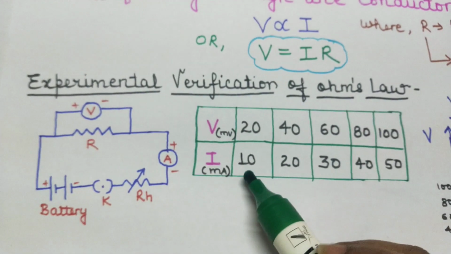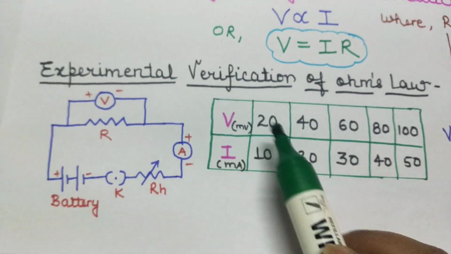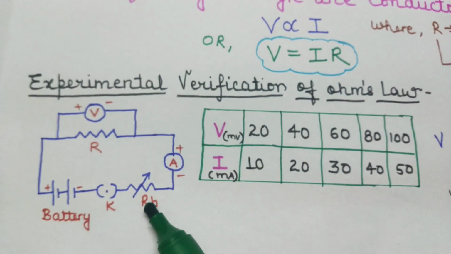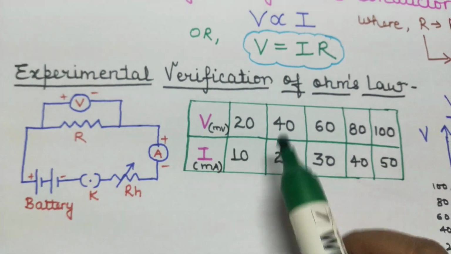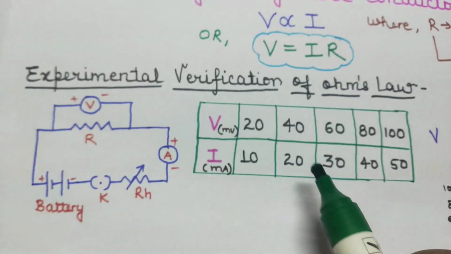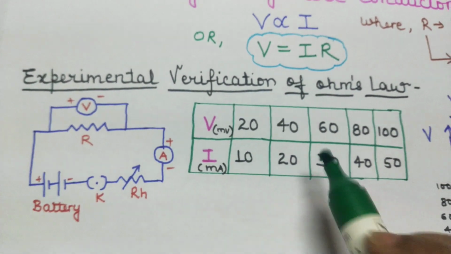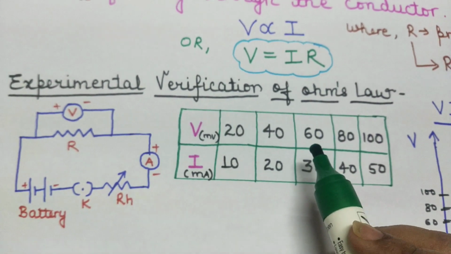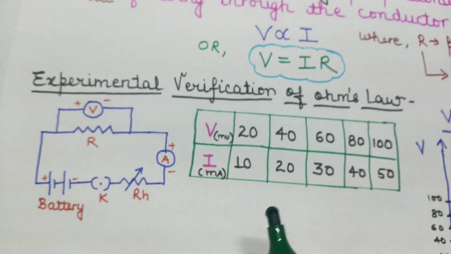For example, first of all we have got the value in the ammeter as 10 and in the voltmeter as 20. Again I have changed the resistance through the rheostat, then I got the value as 20 and V as 40. Similarly, when we set the value of current as 30, we have got the potential difference as 60. Similarly, at 40 we got 80 and at 50 we got 100.